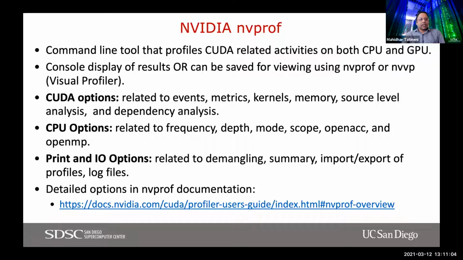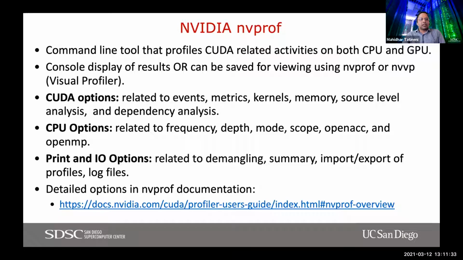So what are the kinds of things you can do? There are a lot of options depending on which piece you want to profile, or you want to do both. You can do both. So there are CUDA options, and then there are all kinds of events and metrics, and I'll give you an example of the kinds of things you can look at, and kernels, and how the memory is being used, and the source level analysis, and a dependency analysis. So there's all these options.